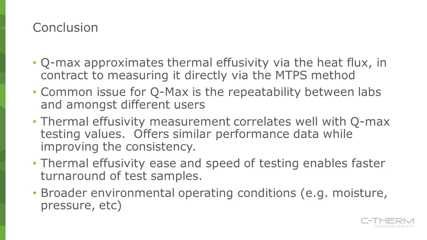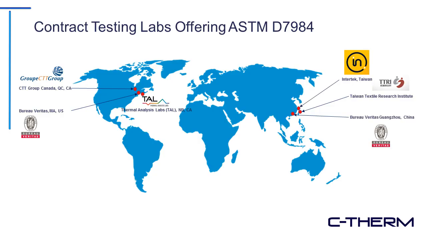Lastly, I'm often asked, where can I go to get some testing done with this equipment? And we're seeing a growing list of labs offering D7984. So in Asia, Intertech, TTRI, Bureau Veritas all offer the method. On the North American side, Bureau Veritas in Massachusetts, Group CTT here up in Canada also offers it.